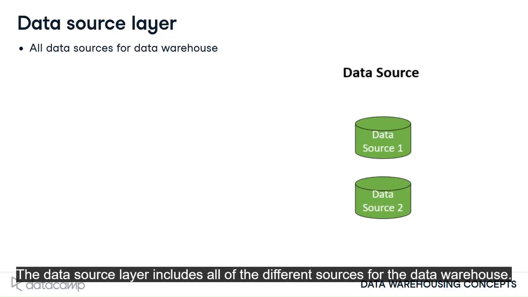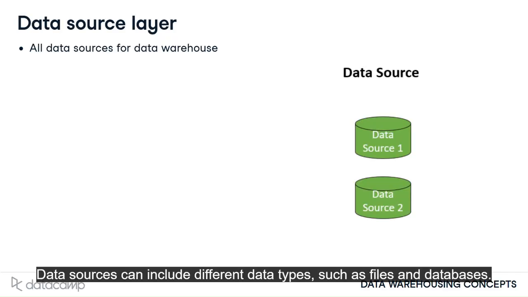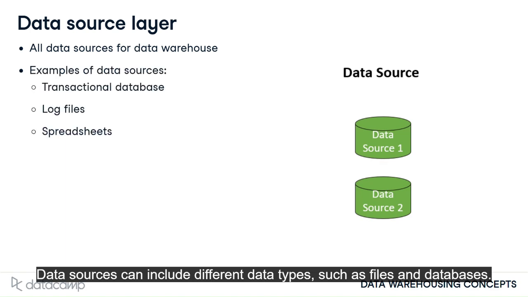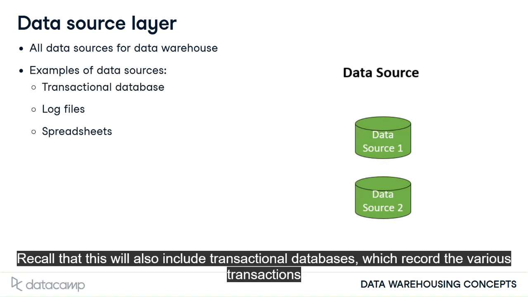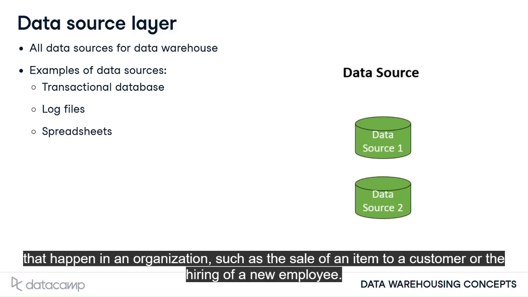To add more context, let's look at each layer in more detail. The data source layer includes all the different sources for the data warehouse. The data sources can include different data types, such as files and databases. Recall that this will also include transactional databases, which record the various transactions that happen within an organization, such as the sale of an item to a customer or the hiring of a new employee.